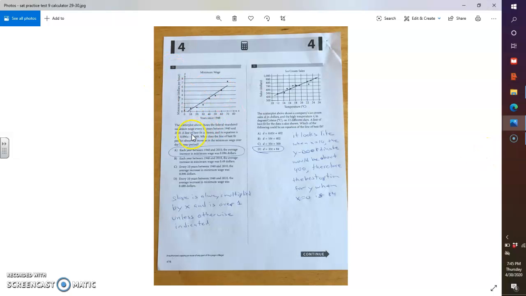Number 29, the big key here is to realize slope is always over 1 unless it's told to you otherwise. You don't even have to worry about the graph. A line of best fit is shown in the equation y equals 0.096x minus 0.488. What does the line of best fit predict of the increase in the minimum wage over 70 years? Literally, the slope is over 1. So every year it's going to go up 0.096. And there's your answer. The slope never represents over 10 years unless you put it over 10 years. That's why the answer is A, every year.